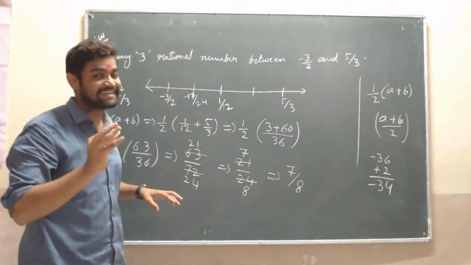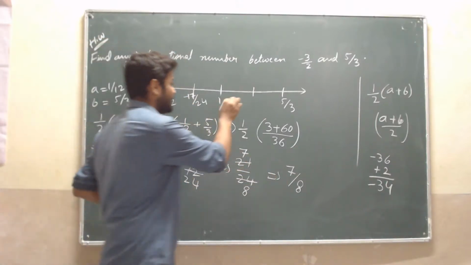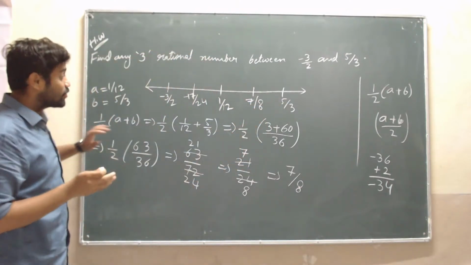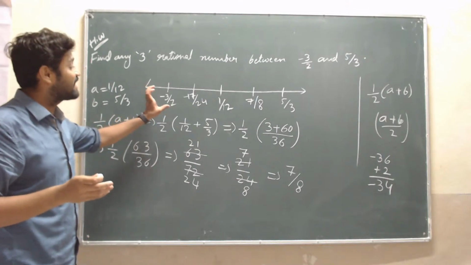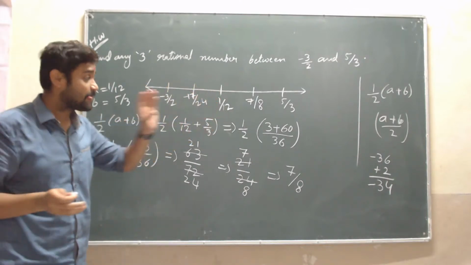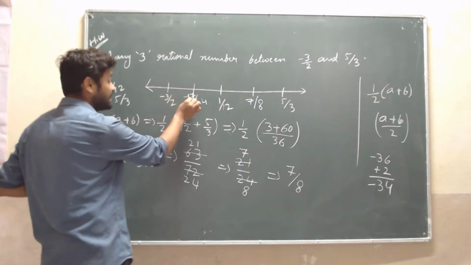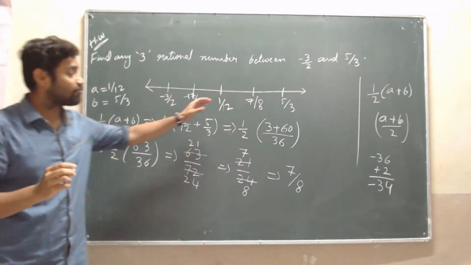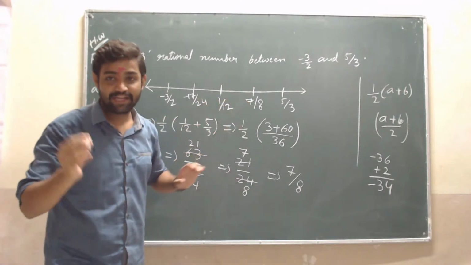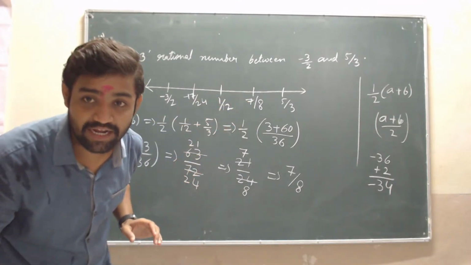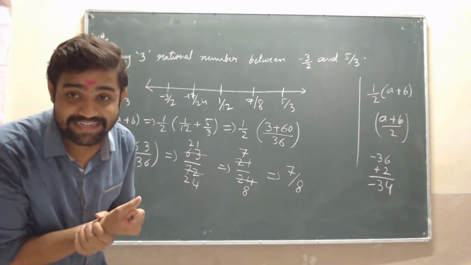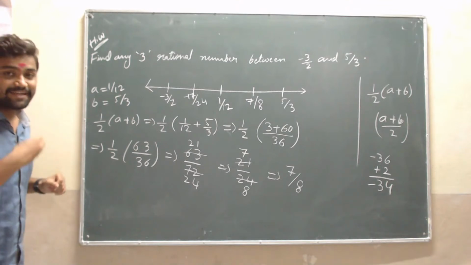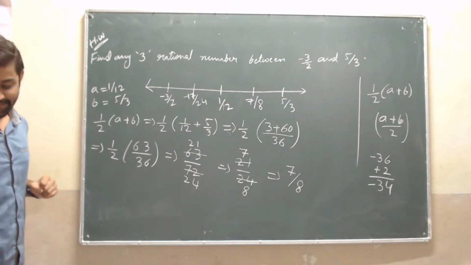And 7 by 8 is a rational number between minus 3 by 2 and 5 by 3. And we have concluded that between minus 3 by 2 as well as 5 by 3, we have found 3 rational numbers. That is minus 17 by 24 and 1 by 12, as usual 7 by 8. Very good. Yes, 7 by 8 is the correct answer. Thank you. Okay, let's move to the next problem.